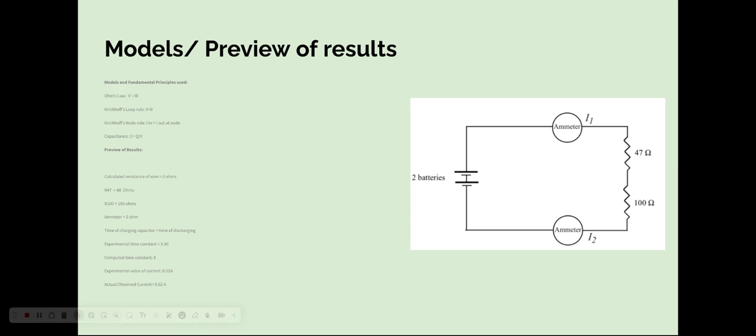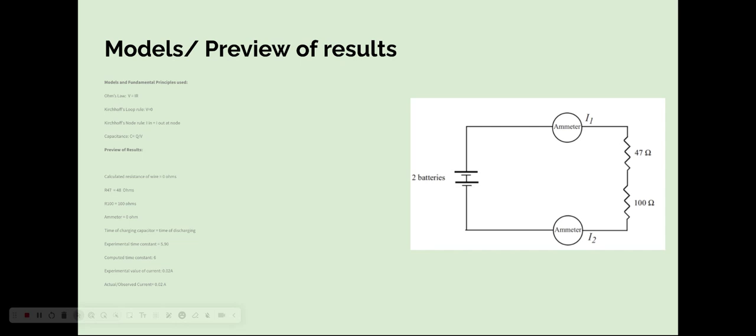So a preview of our main results: the R47 is calculated to be 48 ohms. The resistance 100 is 100 ohms. Ammeter was 0 ohms. Time of charging the capacitor equals the time of discharging. The experimental time constant we got was 5.9 seconds. Computed time constant was 6 seconds. Experimental value of the current was 0.02 amps, and the actual observed current was 0.02 amps.